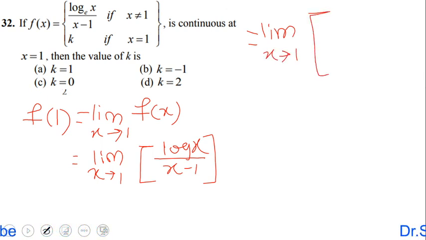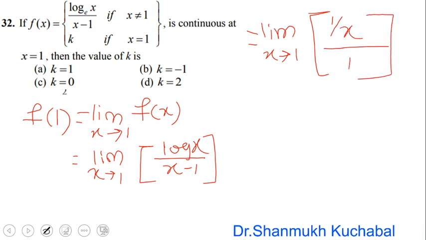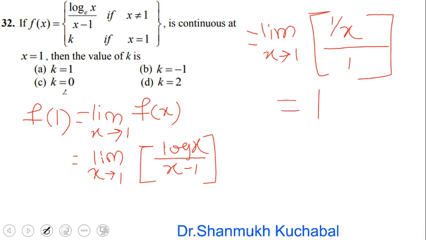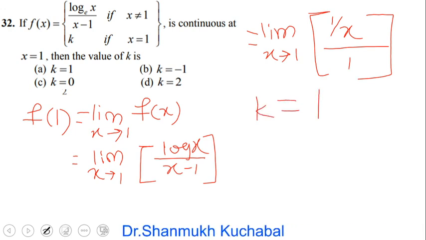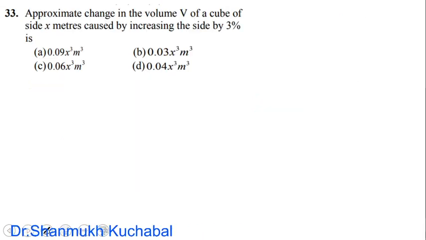So we have to use L'Hospital rule, that is limit x tending to 1, the numerator we have to differentiate. Log x differentiation is 1 by x, and the denominator differentiation we are going to get as 1. So we are going to get 1 by 1 as 1. So the k value is 1 here. Therefore k equal to 1. Option A is the right answer here. Okay, so we'll move to our next example.